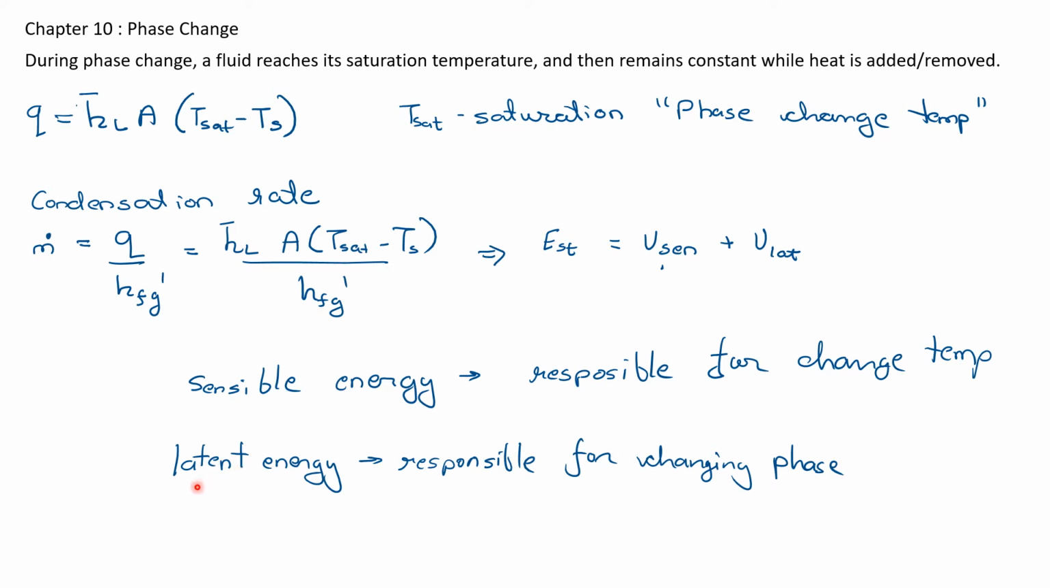But once you reach the saturation temperature and your water starts to boil, your water is now at a constant temperature. That doesn't mean that you don't have a change in energy, or that you don't have any internal energy being changed. You do have internal energy, but it's in the form of latent energy, which is responsible for changing the phase of that particular material. So sensible energy is responsible for changing the temperature, and latent energy is responsible for changing the phase.